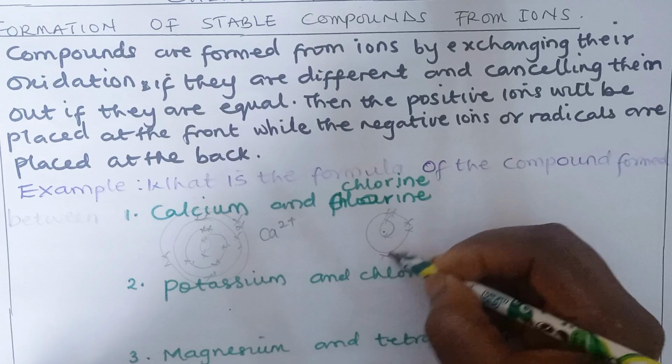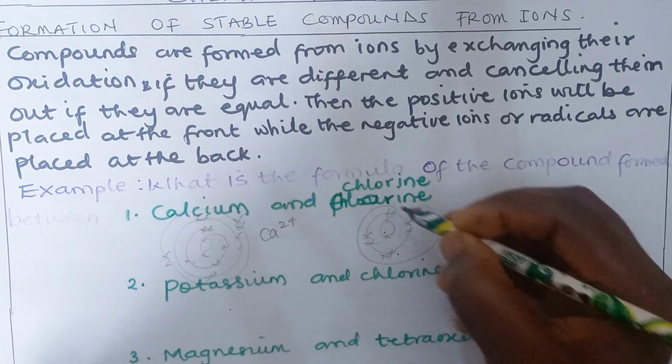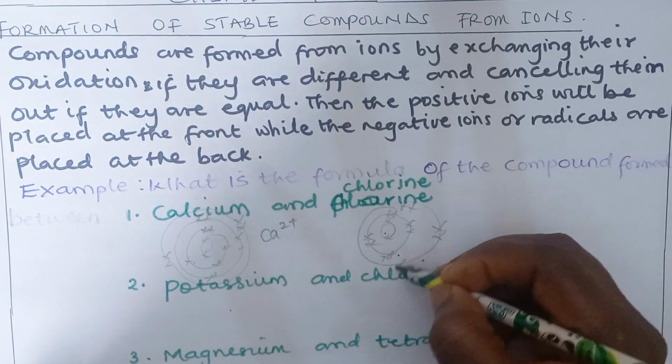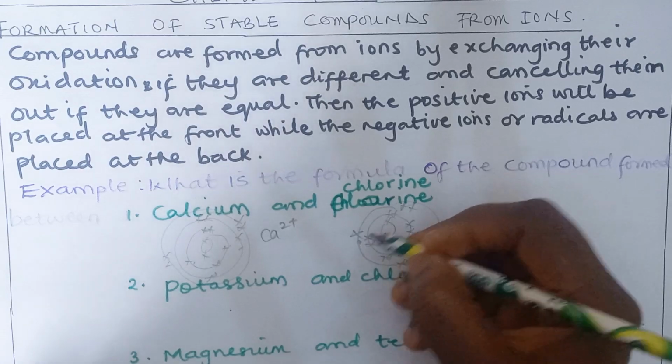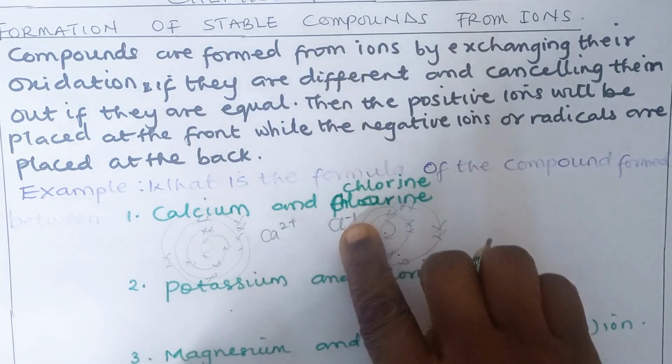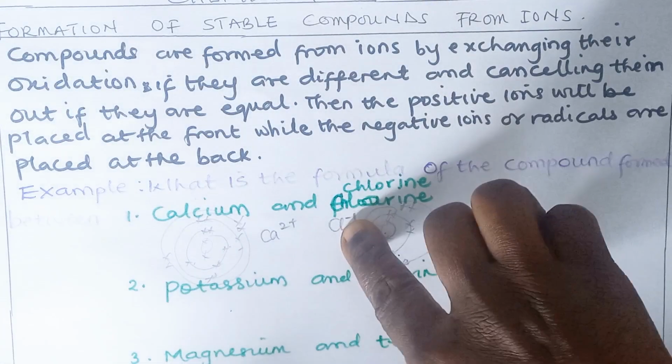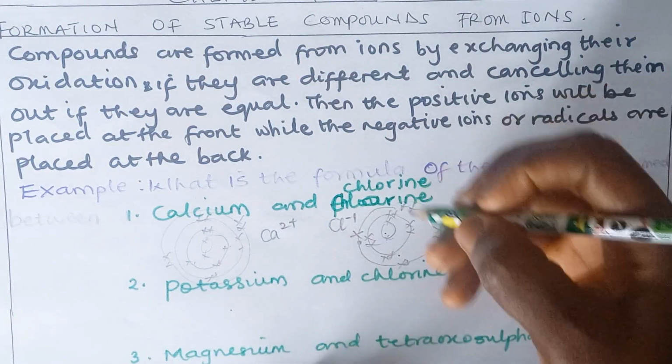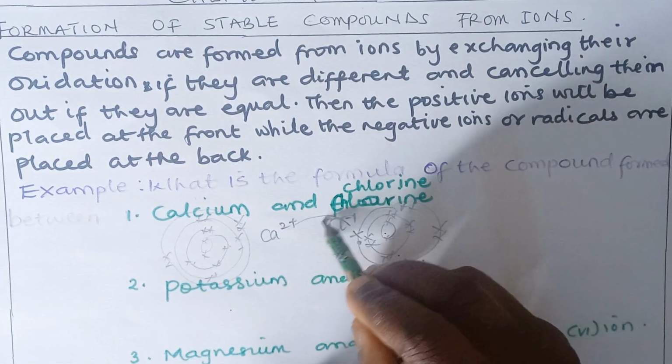Chlorine has atomic number of 17. So arranging, we have 2, 8, 7. So here now chlorine is in need of 1 electron. That is signified as minus, because whenever an element gains an electron, which is negative, it becomes negatively charged. So there is a kind of exchange of valency here because they are different.